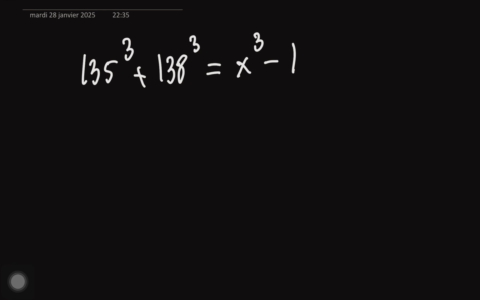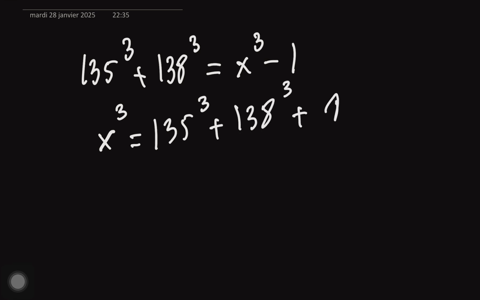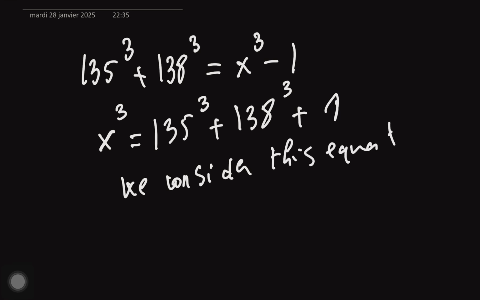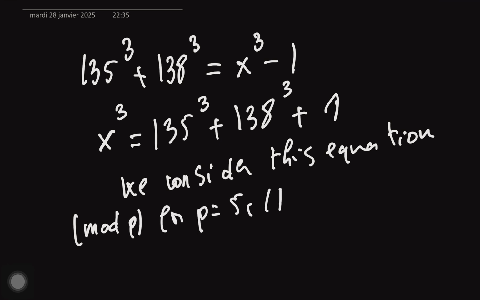So the first thing we want to do is start considering the equation modulo a prime p. Basically we can rewrite this equation as x to the power 3 equals 135 to the power 3 plus 138 to the power 3 plus 1. And we consider this equation mod p for p equals 5 and 11.